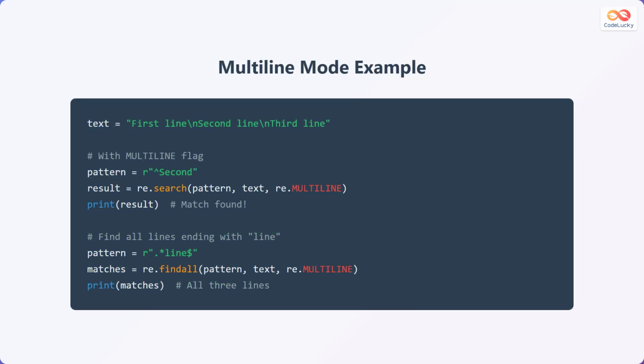Here's an example demonstrating how multiline mode affects regular expression matching. We start with the same text variable containing 3 lines. First, we use the re.MULTILINE flag to find second at the beginning of any line. The pattern r'^second' now correctly identifies second at the start of the second line. Next, we find all lines ending with line. The pattern r'line$', combined with the re.MULTILINE flag, finds all 3 lines because each ends with line.